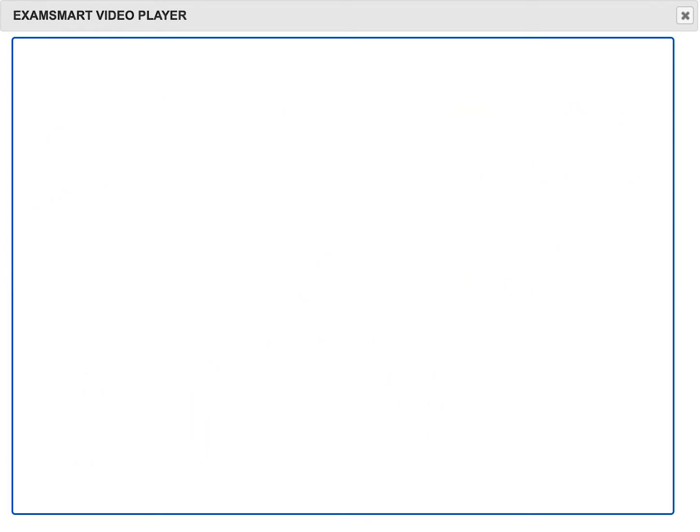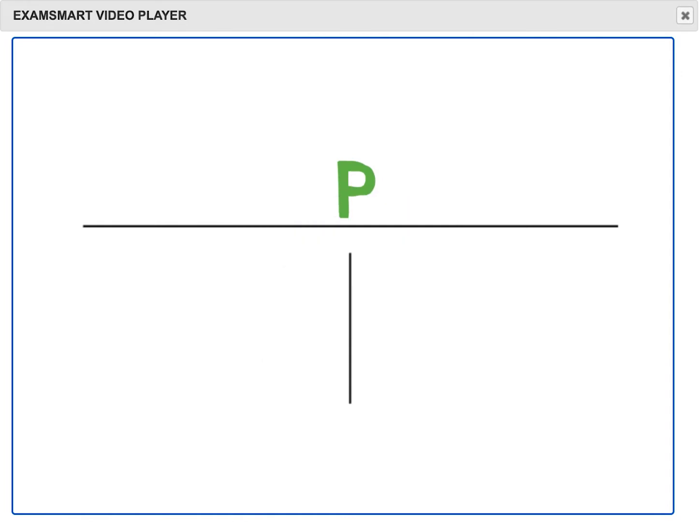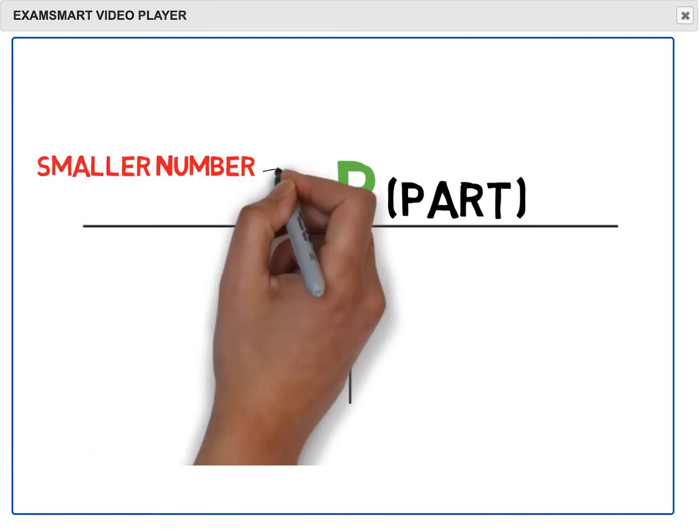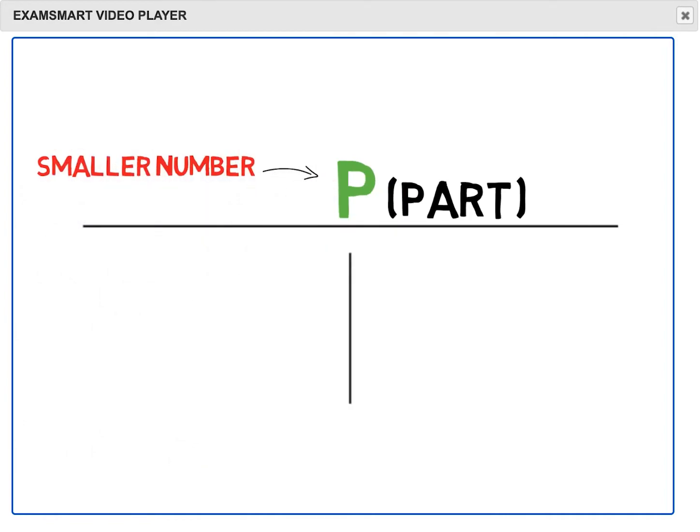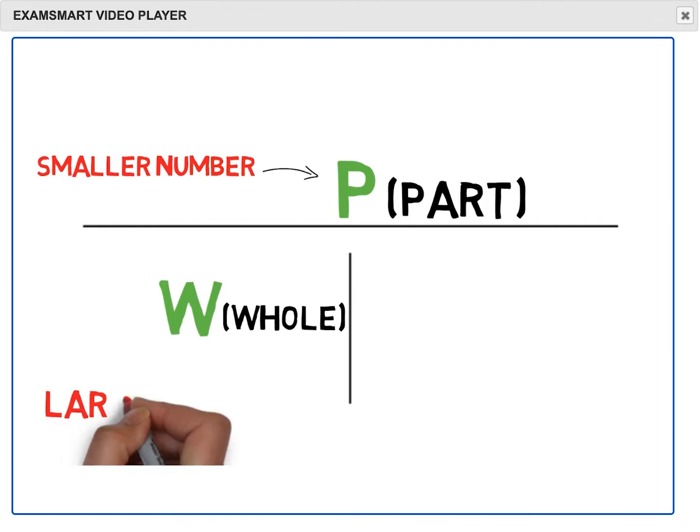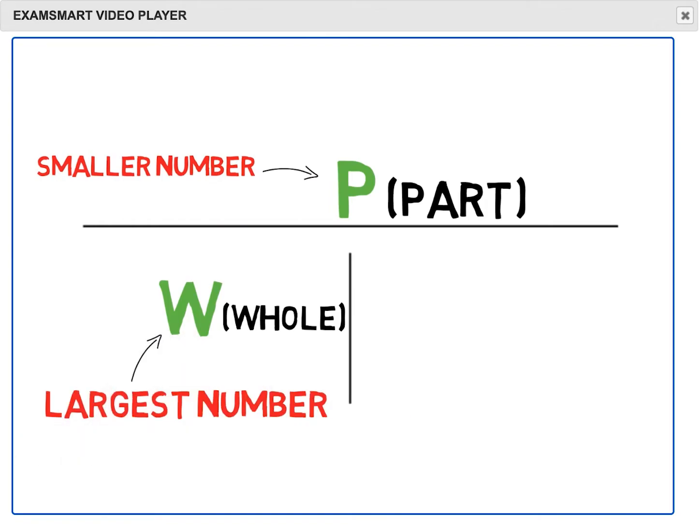The first thing we do is we draw a T. A lot of folks will refer to this as a T formula. In the T formula, the P stands for the word part, which is always the smaller number in the equation or problem. The part always goes on the top. The W stands for the word whole, which goes in the bottom left in our T. That is always the largest number you'll have in the problem.